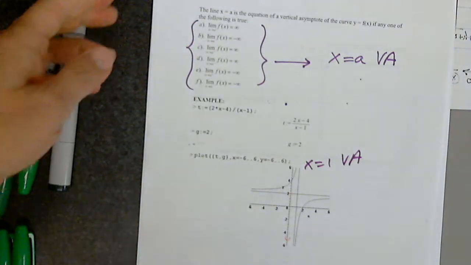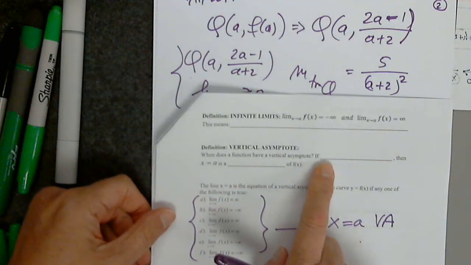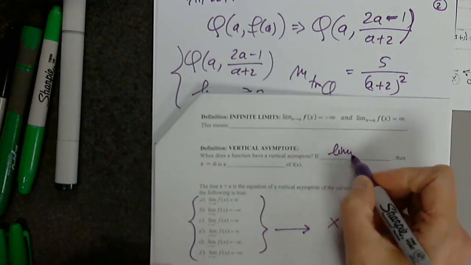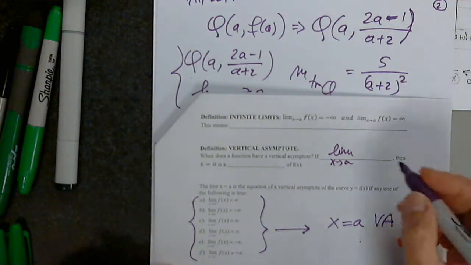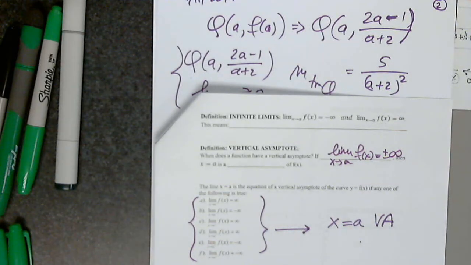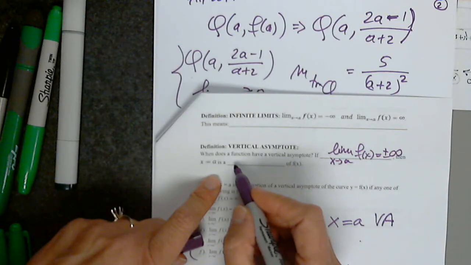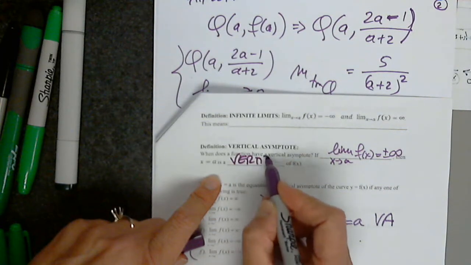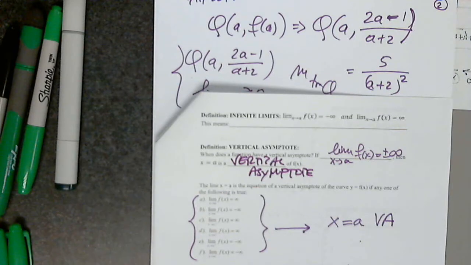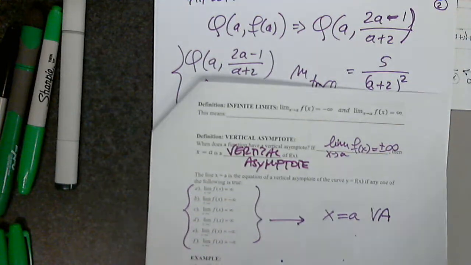If one of the above happens. So when does a function have a vertical asymptote? If at least one of the limits as x approaches a from the left, from the right, or from either side of f of x is positive or negative infinity, then x equals a is a vertical asymptote of f of x. Any questions on this? Okay.